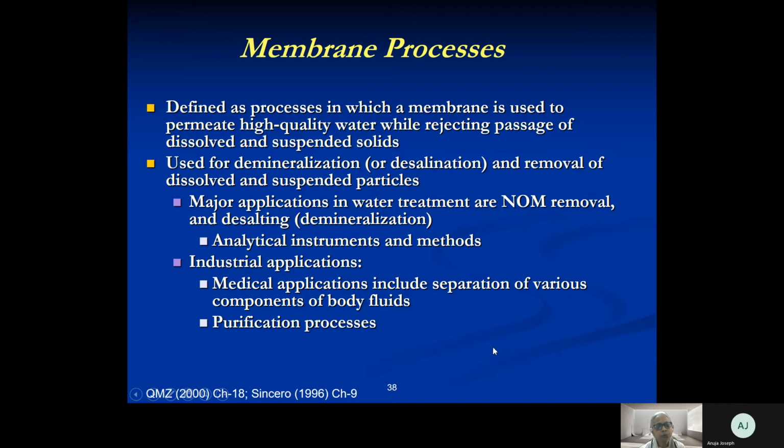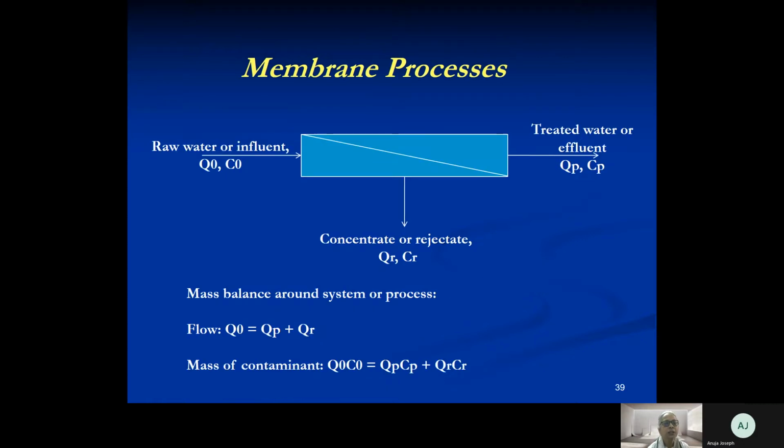Before we go to reverse osmosis, let's go to water membrane processes. Any process in which a membrane is used to push high quality water while rejecting dissolved and suspended solids is called a membrane process. This is a conventional symbol used to show a membrane process. It's a rectangle with a diagonal across it. The rectangle represents a kind of cylinder. The cylinder can be a cartridge.